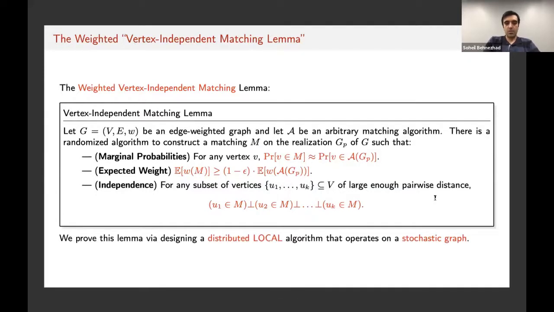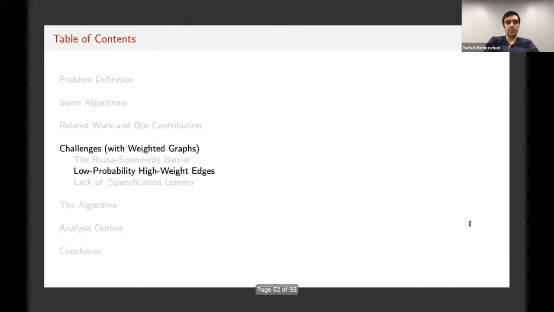I won't be able to go through the proof of this lemma, but basically, in proving it, we give a distributed local algorithm that operates on a stochastic graph. And I'd like to emphasize that if the graph was deterministic, this could have been done much easier. And one of the key challenges is that we are operating on a stochastic graph.